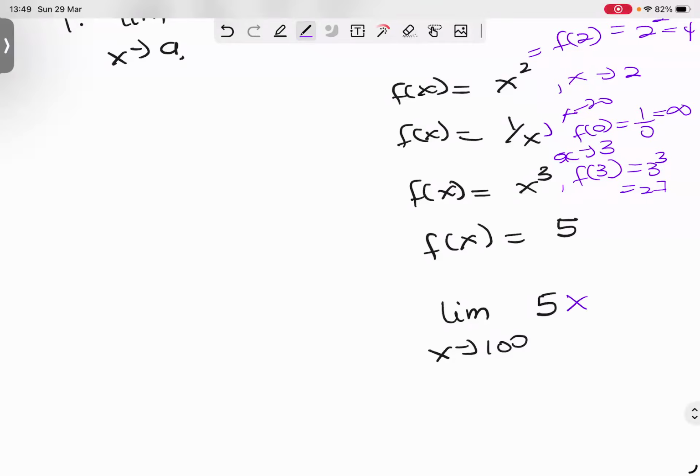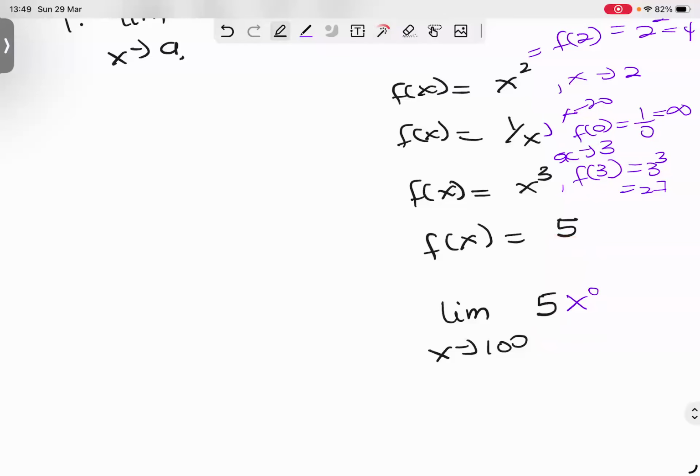We can create the x and then destroy it because the x was not there. When we create it, we need to destroy it by writing x raised to the power 0. If we write this, then we have not changed anything within our function. This here is still 5, so it's still our constant function.